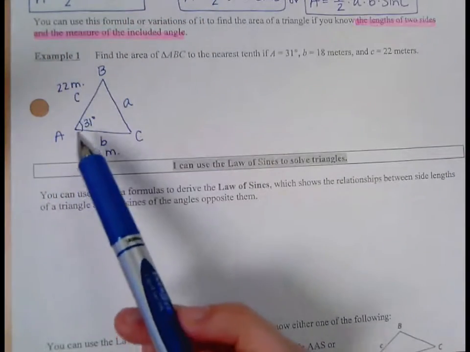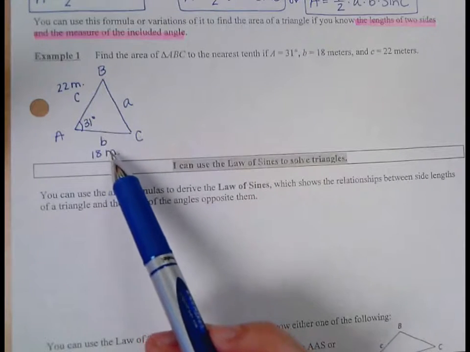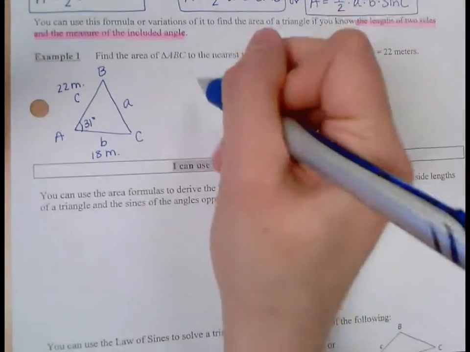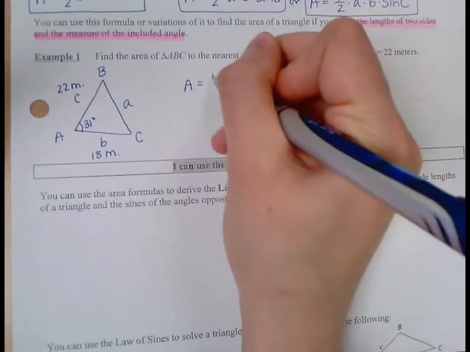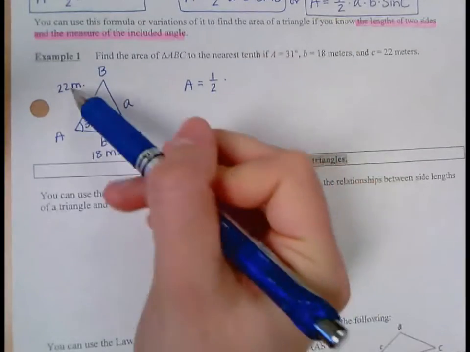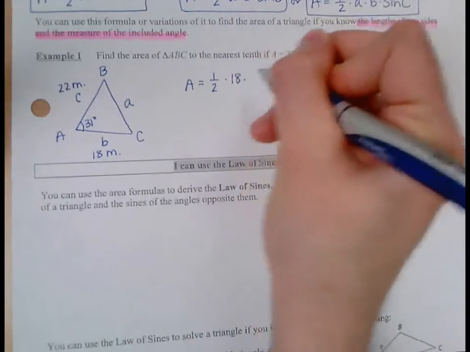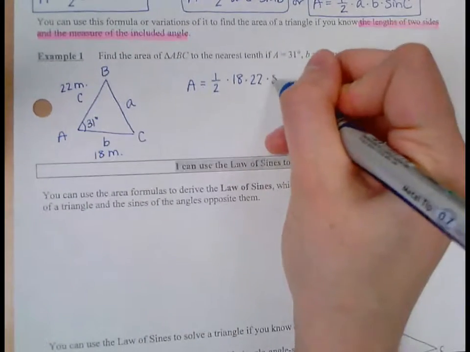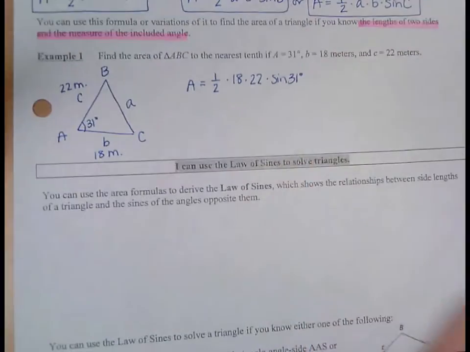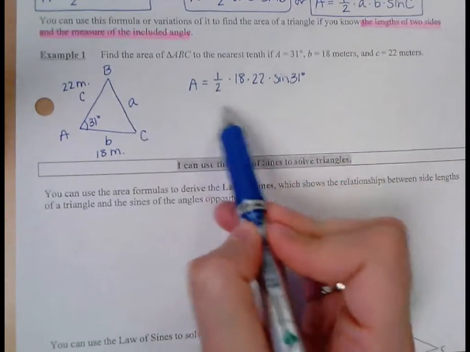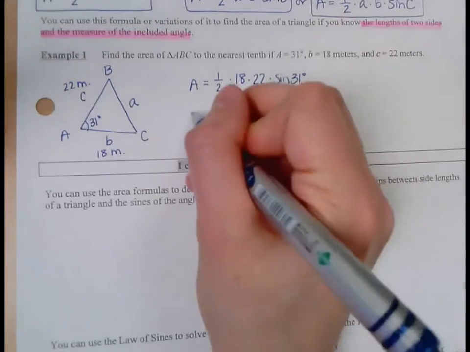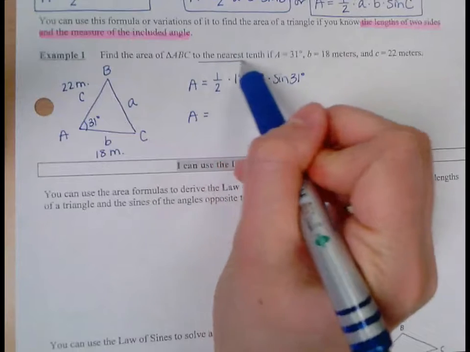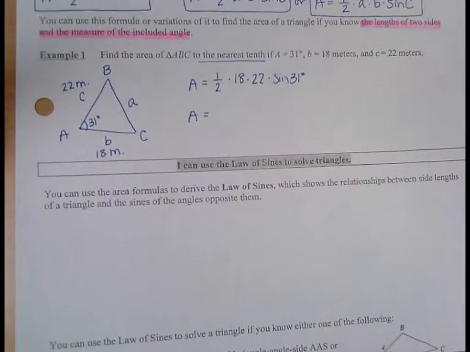So notice we are given the measure of an angle and then the two sides that include that angle. So the area of that triangle could be found by taking 1/2 multiplied by the two sides, so multiplied by 18 times 22 times sine of the included angle, so times sine of 31 degrees. And then this is just a matter of calculating that on your calculator. And it does say find the area to the nearest tenth, so rounding to 1 decimal place if need be.